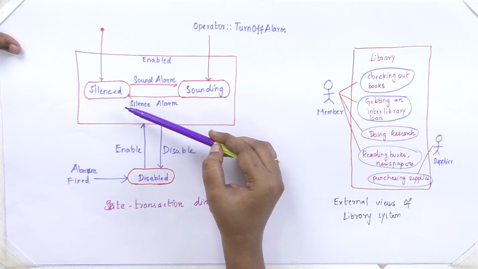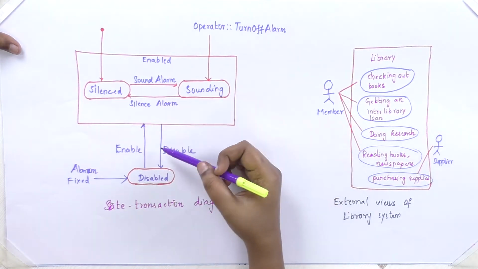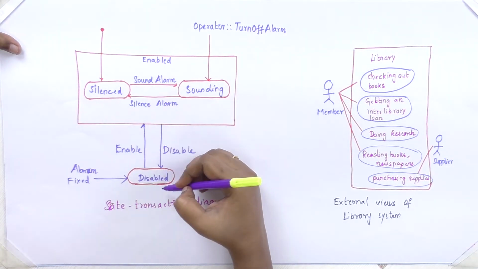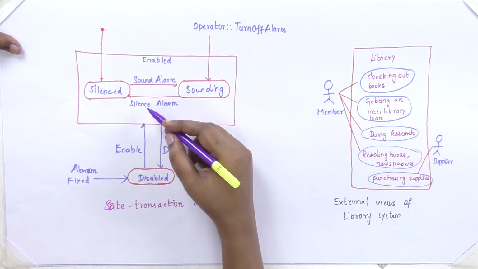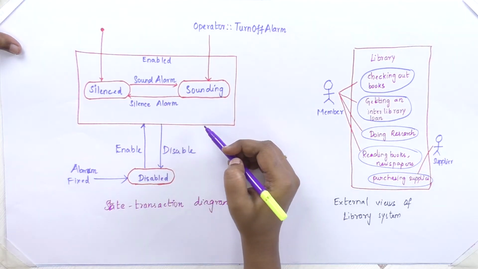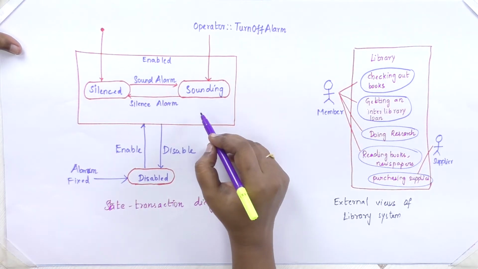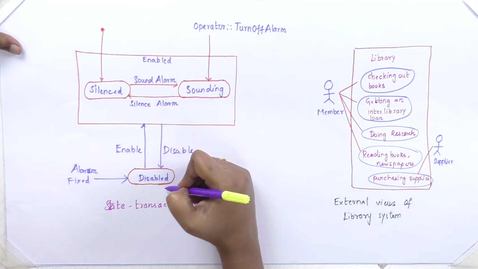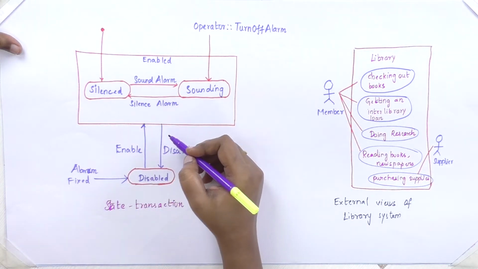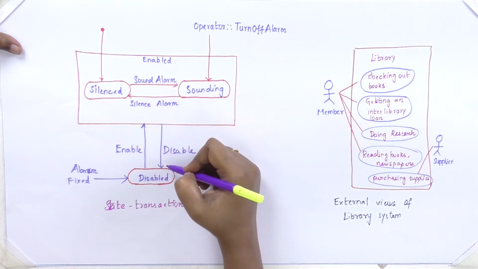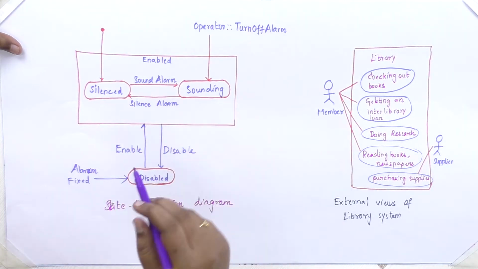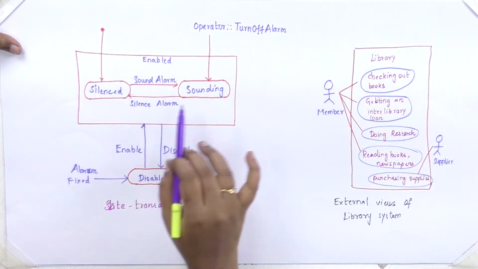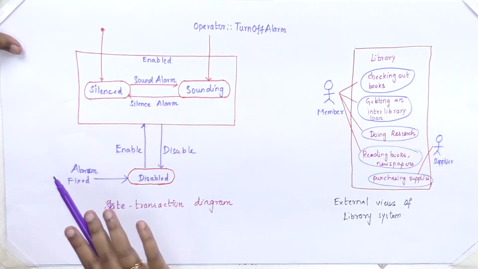Then if the alarm is going to get enabled, if you are going to use the alarm, then the whole system will move from disabled state to working state. That is why this is called the enable state. And if you have completed your alarm work and you are going to turn off your alarm, then your whole system will move from the working state to disabled state. So enable and disable are the transactions that take place in an alarm system. This is a state transaction diagram for representing the transactions in an alarm system.